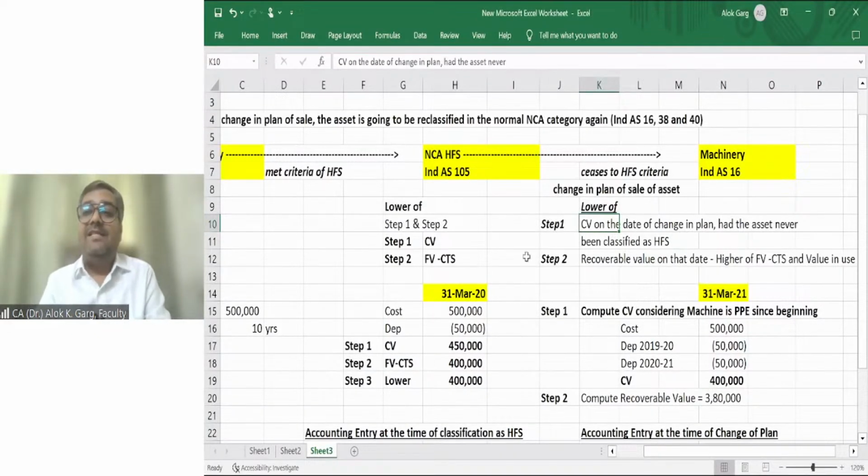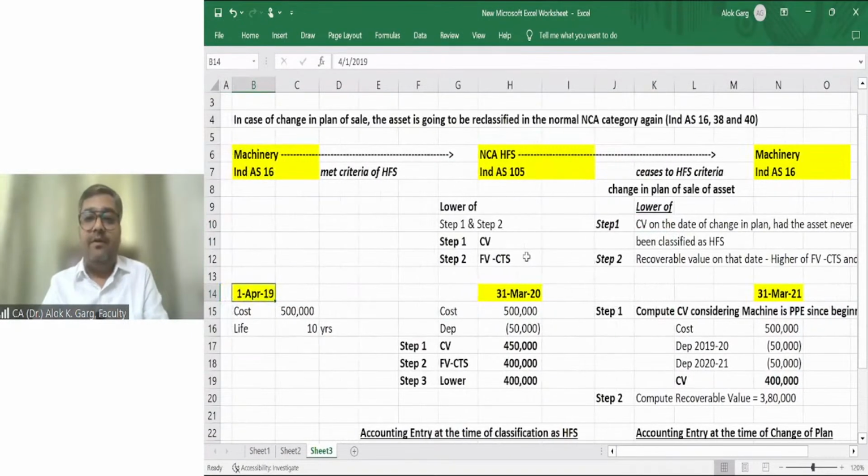Whenever there is a change in the plan, on the date of change in plan, you have to compute the carrying value had that asset never been classified as held for sale. Number two, you have to compute the recoverable value, and at the lower value, you need to recognize your normal asset, your Ind AS 16 PP, right? So on 1st April 19, this PP was purchased. On 31st March 20, it was reclassified to NCHF. On 31st March 21, it was again reclassified to Ind AS 16.